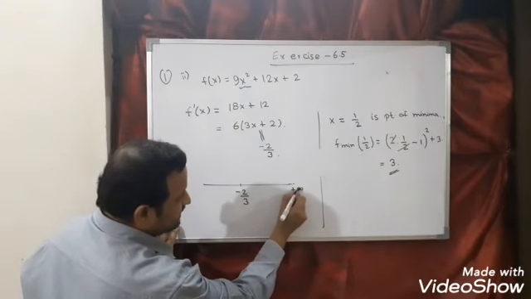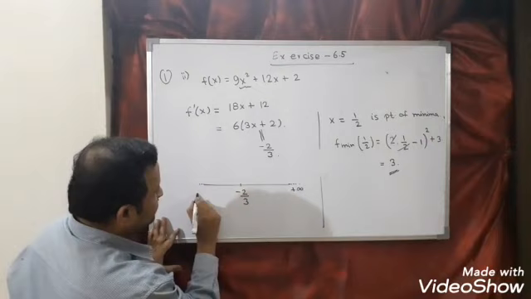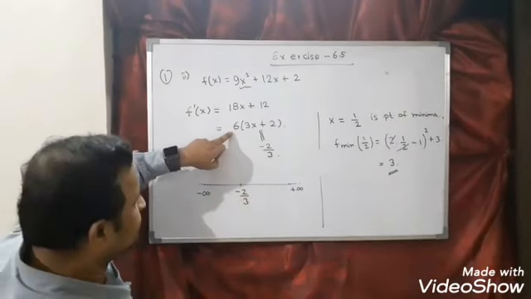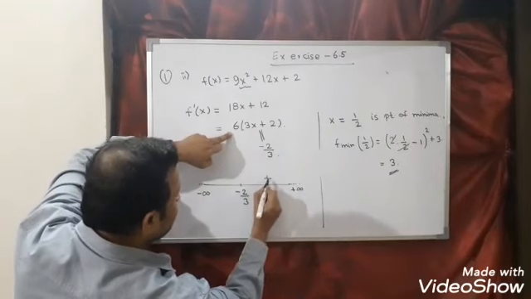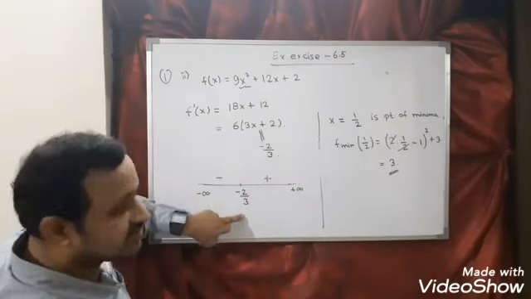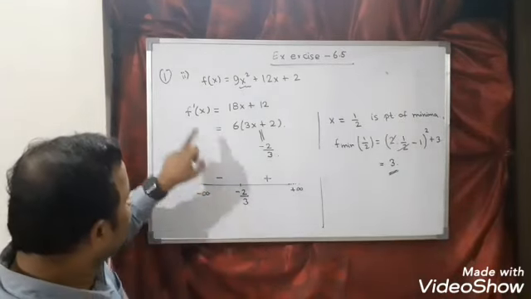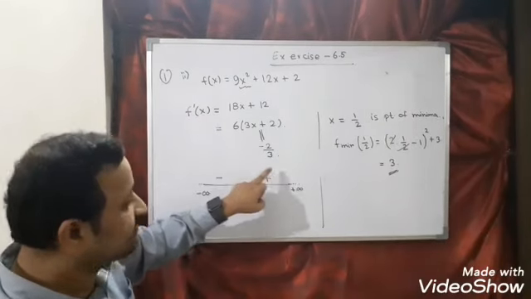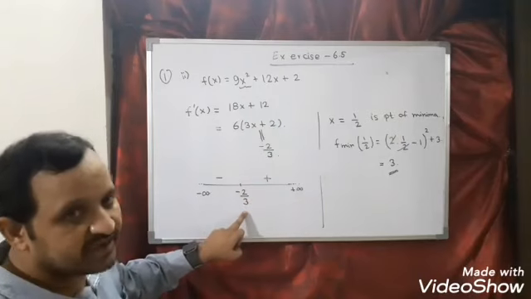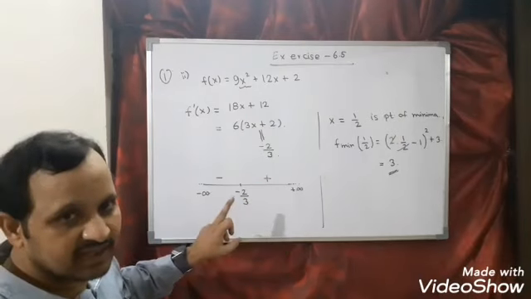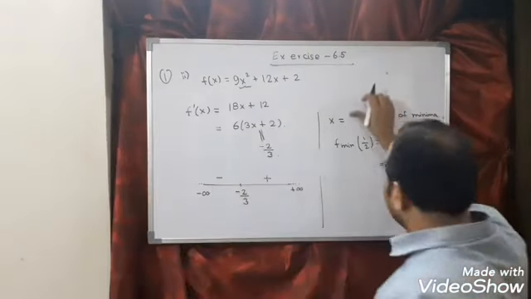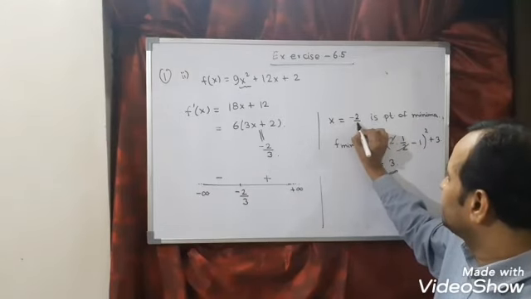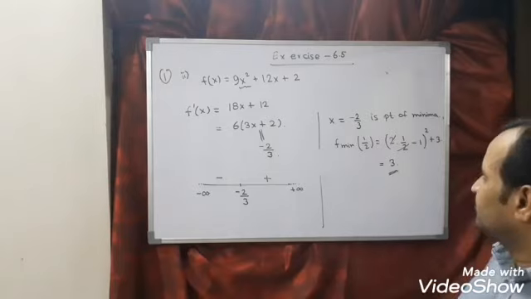So here I can say plus infinity. Here I can say minus infinity. Next step, sign of f dash x. So here plus will come. Here minus will come because the critical point is not repeated. So f dash x changes its sign from negative to positive. So this point is said to be what? Point of minima. So here I can say x is equal to minus 2 by 3 is the point of minima.